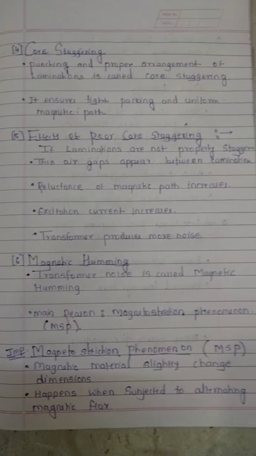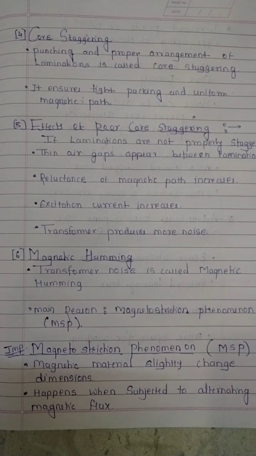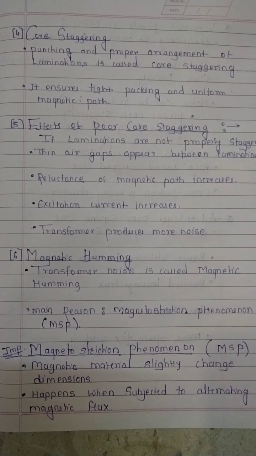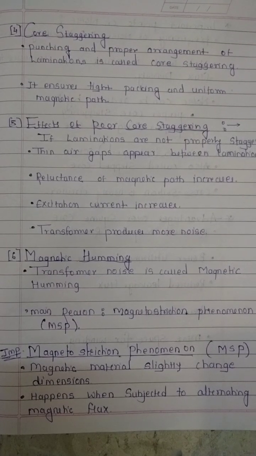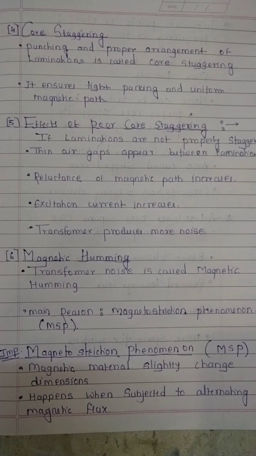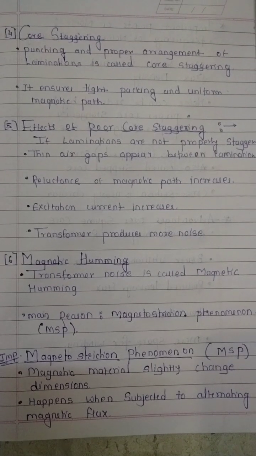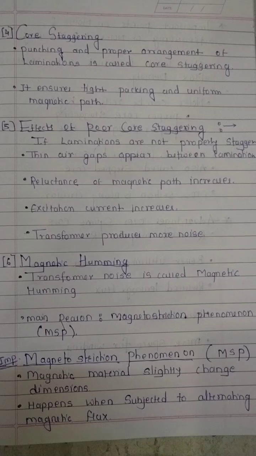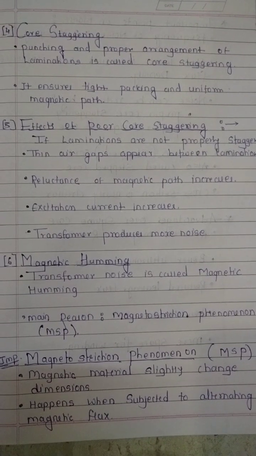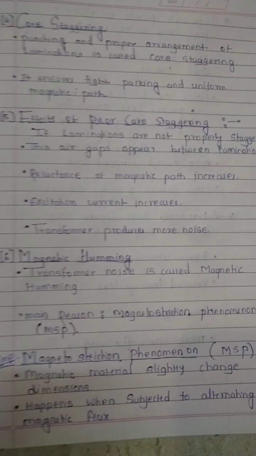Let us see the magnetostriction phenomenon. Magnetic material slightly changes its dimensions when subjected to alternating magnetic flux. What is the magnetostriction phenomenon? Magnetic material slightly changes its dimensions when subjected to an alternating magnetic flux.